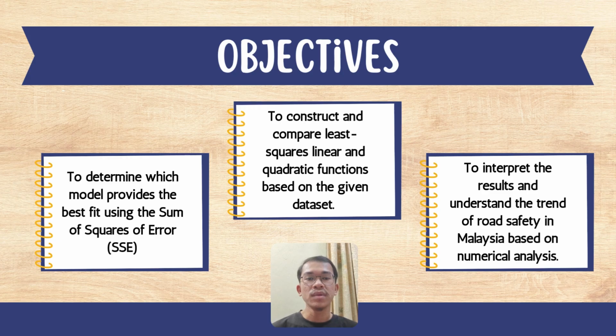Firstly, to determine which model provides the best fit using the sum of square of errors. Second, to construct and compare least square linear and quadratic functions based on the given dataset. And lastly, to interpret the results and understand the trend of road safety in Malaysia based on numerical analysis.